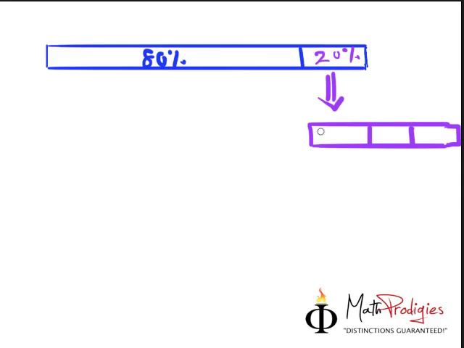Tripled means what? It becomes 20% times 3. So 20, 40, and 60. So we are drawing the correct model. So it became 60%. Let me just indicate this with a marker.